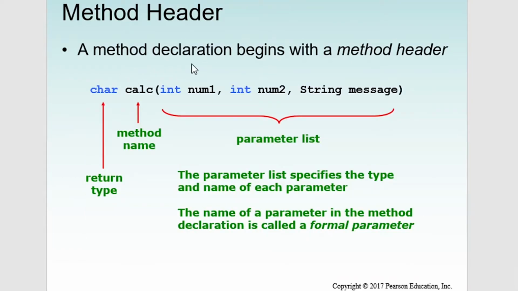Method header. A method declaration begins with a method header. You have the return type, the identifier, which is the method name, and a parameter list. This is the data that you're going to pass into the method. The parameter list specifies the type and name of each parameter. The name of a parameter in a method declaration is called a formal parameter.